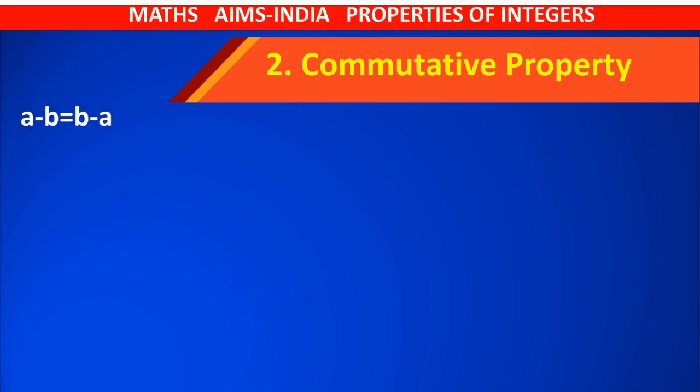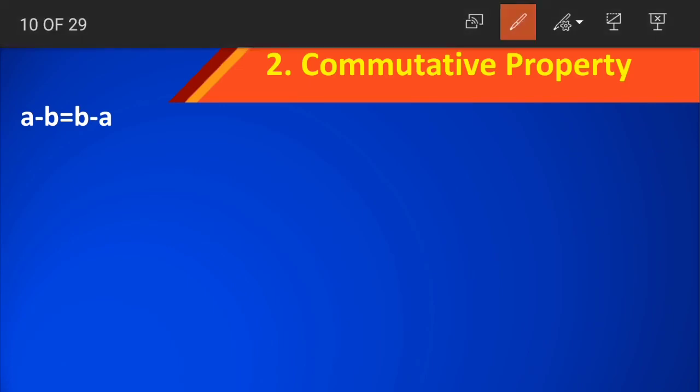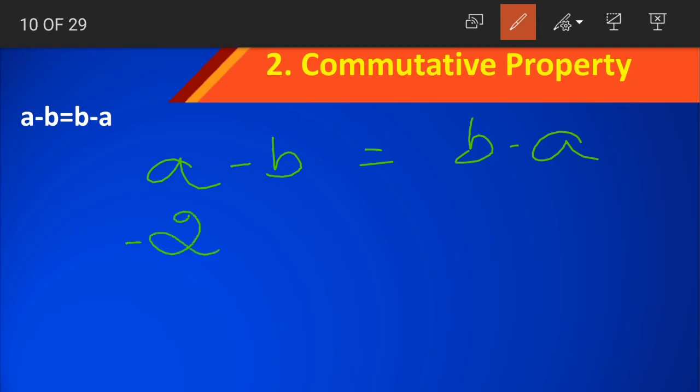The next operation is what? The next operation will be subtraction. For subtraction, the condition for satisfaction is a minus b is equal to b minus a. When we take two integers a and b, then a minus b should be equal to b minus a. Again let us take the same two integers, minus 2 and 3. a is minus 2, b is 3. So we write minus 2, then the subtraction sign, minus, then b equal to 3.